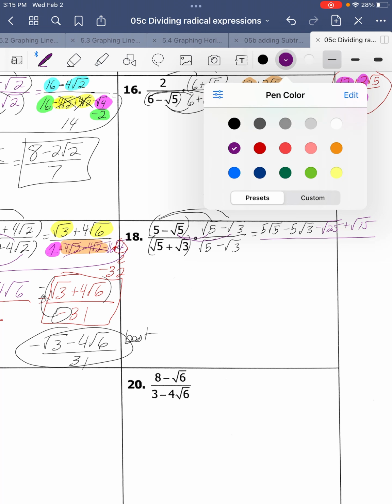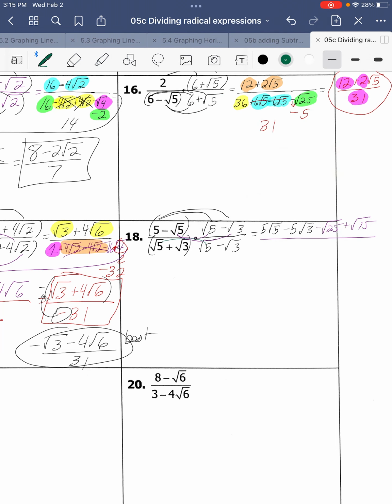In the denominator, let's multiply all that out. Square root of 5 times the square root of 5 is the square root of 25. Square root of 5 times a negative square root of 3 is a negative square root of 15. Positive square root of 3 times a positive square root of 5 is a positive square root of 15. Positive square root of 3 times a negative square root of 3 is a negative square root of 9.